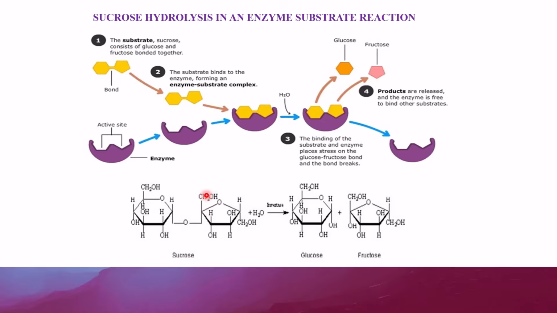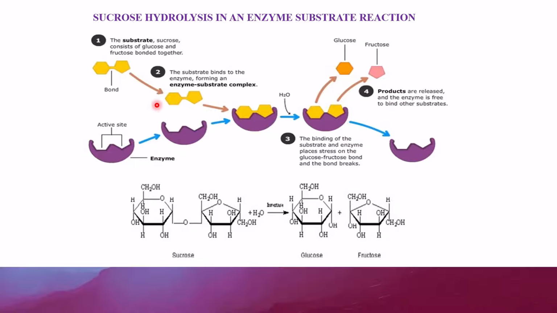Now let's look at the sucrose hydrolysis in an enzymatic substrate reaction. First of all, what we have to note is that an enzyme substrate reaction involves the enzymatic reaction between an enzyme and a substrate. The substrate sucrose has a glucose and a fructose unit bonded together, and the enzyme invertase has an active site that allows the substrate sucrose to bind to it in this reaction.